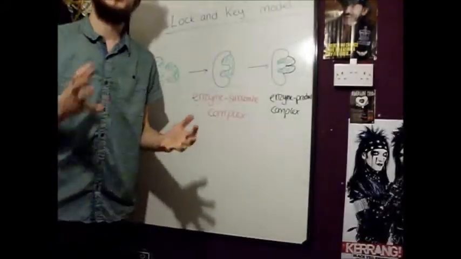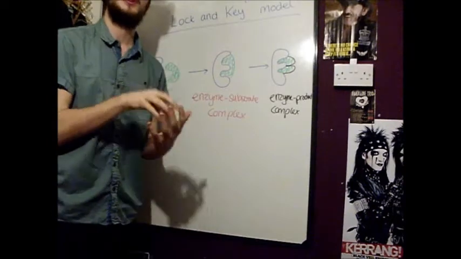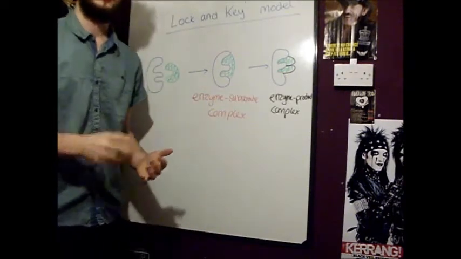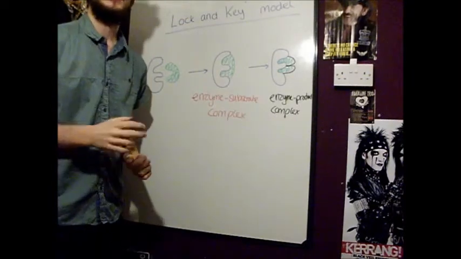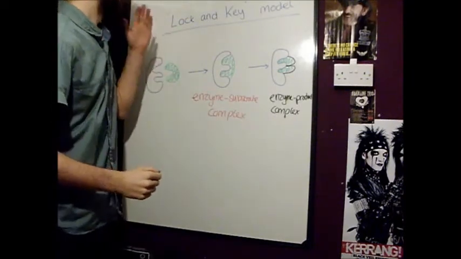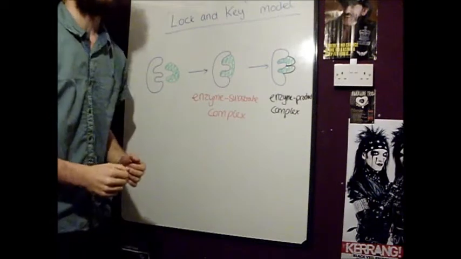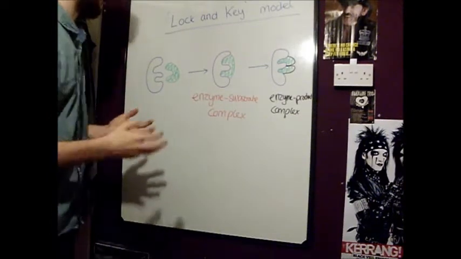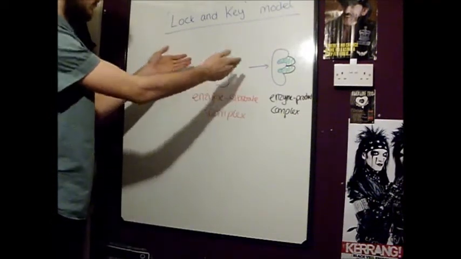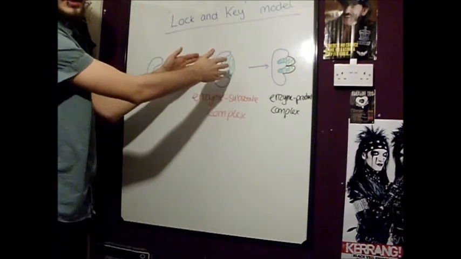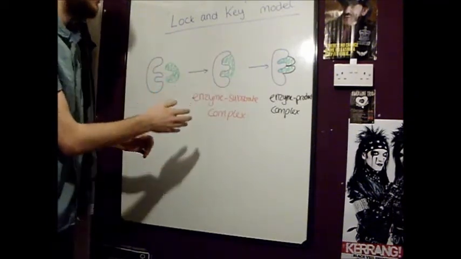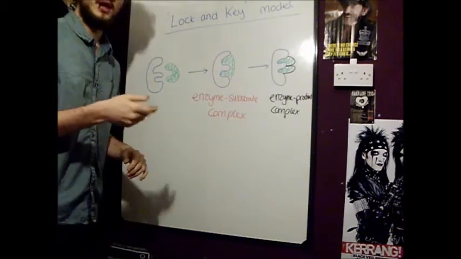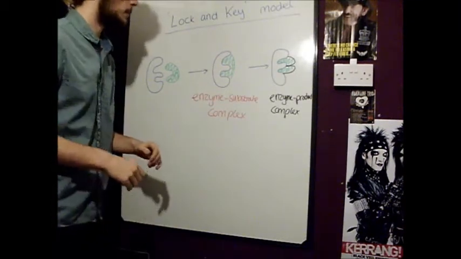As you know, only certain substrates will fit into certain enzymes' active sites because they have a complementary shape. And a way that scientists describe this is the lock and key model. Now, the lock and key model is quite simple. It's basically when the enzyme and a substrate are together in the enzyme substrate complex, they fit together like a key would fit into a lock.